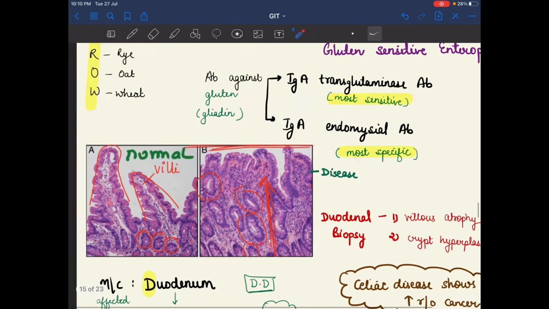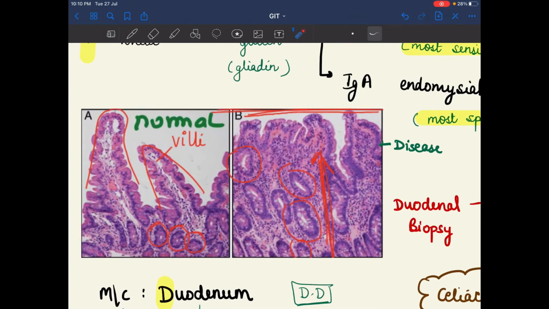So in celiac sprue on the biopsy, we see that this is the normal villi, and here the villi get atrophied.